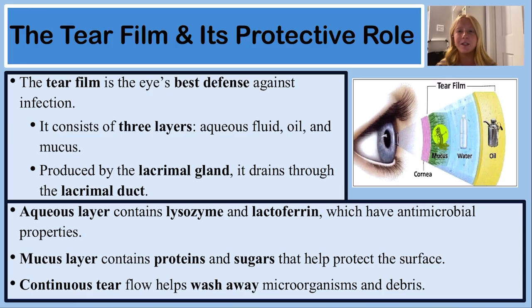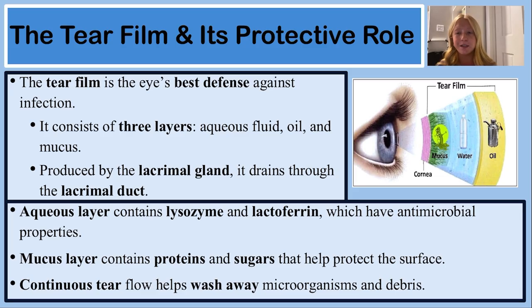So now I'm going to talk about the tear film. This is one of the most important natural defenses of the eye, and it's made up of 3 layers: the aqueous layer, the oil layer, and the mucus layer. The lacrimal gland, located at the outer upper corner of the eye, produces most of the tears, and they drain through the lacrimal duct at the inner corner.